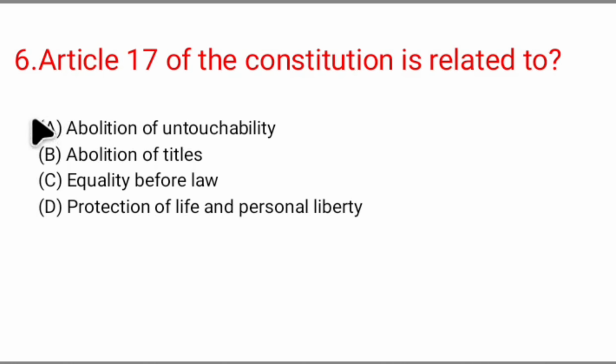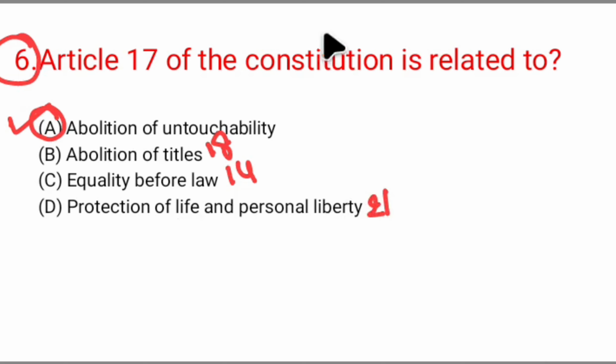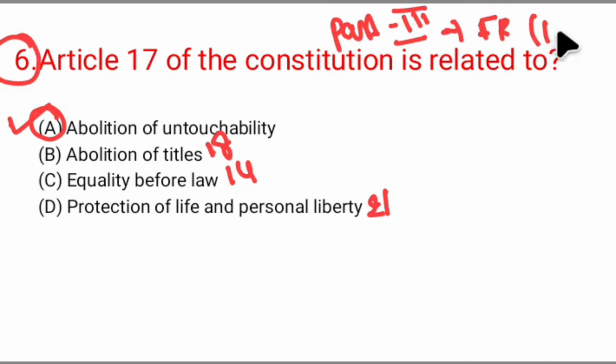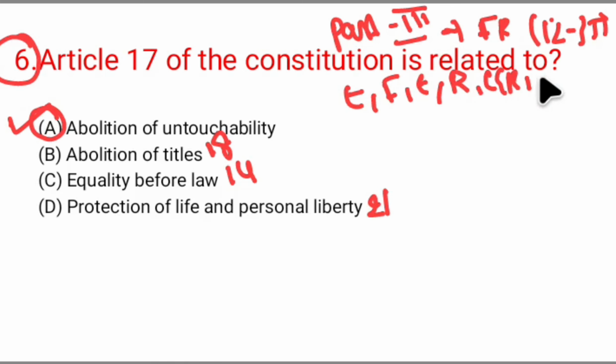And abolition of title is mentioned in Article 18, equality before law in Article 14, protection of life and personal liberty in Article 21. If you see the Constitution of India, Part 3 contains the provisions associated with fundamental rights from Article 12 to 35. We have 6 categories of fundamental rights: right to equality, right to freedom, right against exploitation, right to freedom of religion, cultural and educational rights, and constitutional remedies. So Article 17 is related to abolition of untouchability. Hence option A would be the correct answer for this question.